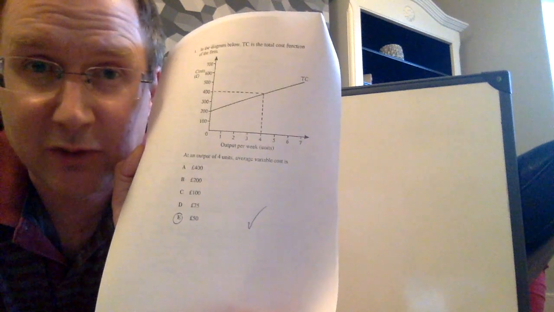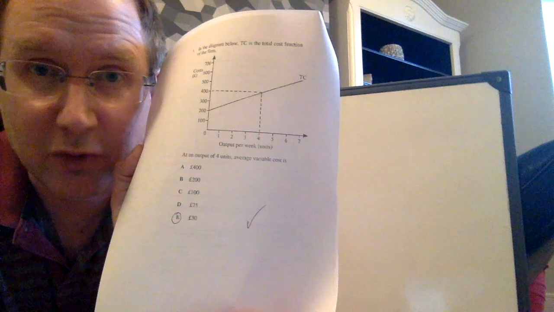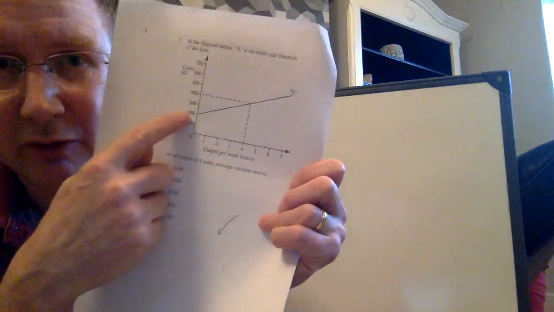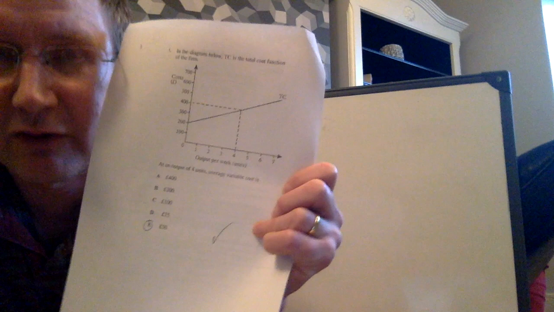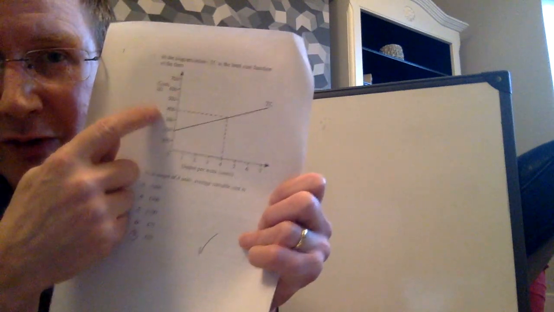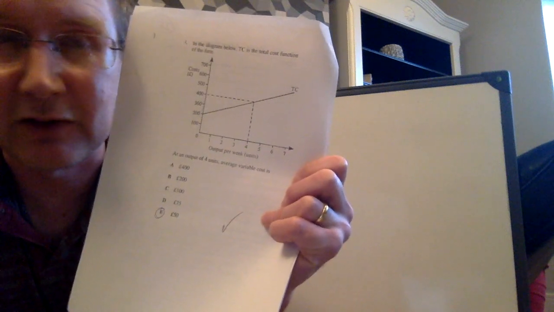So to find average variable cost, you've got to do both of those stages. Costs are 400, but we know that when output's 0, costs are still 200 quid, so they must be our fixed costs because they're occurring even if output's 0. Therefore, my variable costs are the gap there, between 400 and 200. My variable costs are 200 divided by 4 units. 200 over 4 is 50 quid. So that gives the right answer to that one as E.